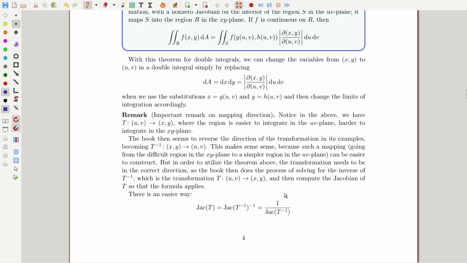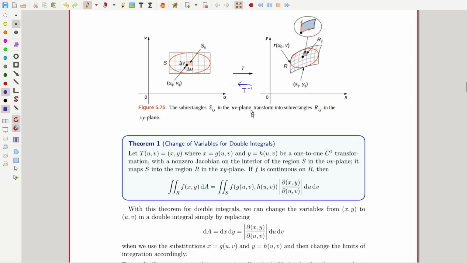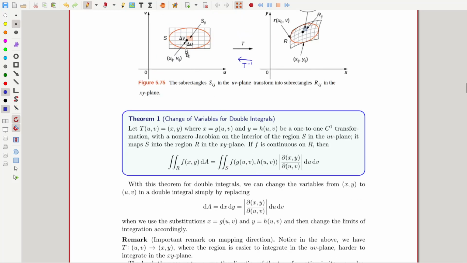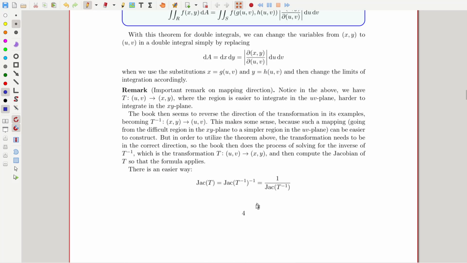Yeah. And, well, there is actually an easier way of computing this quantity if you don't need the transformation T itself, which, at least in the examples, it doesn't seem like you do need T itself. You just need to know where the region is, but going from this region to that region, you can do that using T inverse. So you can figure out what this region S is without using T.